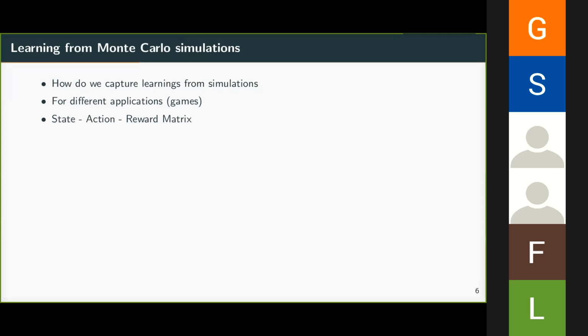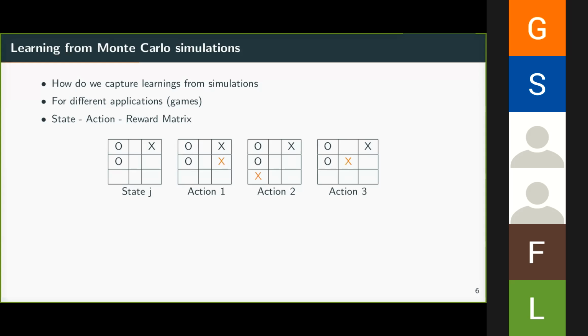So there is a concept called the state action reward matrix. This is basically the thing that will capture all the learning from reinforcement learning training. There is a state, and within the state you have some actions that you can take, and each action will have a reward. That is what we will train. So what is the state action reward matrix? We will see. Now let us go back to the original example that we saw.